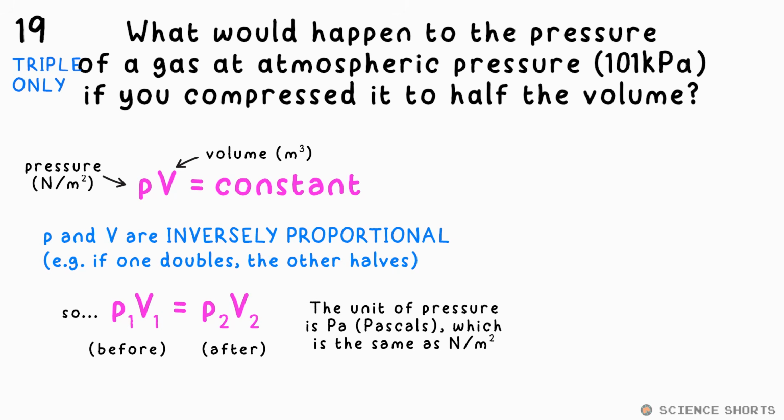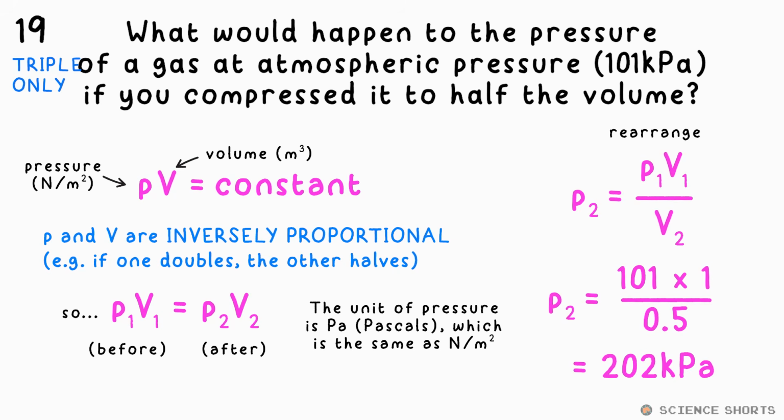To prove it, we can write P1V1 equals P2V2, 1 just being before, 2 being after. Rearranging it to find P2, the pressure afterwards, and putting in the numbers, just using 1 and 0.5 for the volumes because we know it's just been halved, we end up with 202. As this is a proportionality or ratio question ultimately, we can use the shortcut of not converting units. Our answer will just be in the same unit as what we put in, kilopascals in this case.